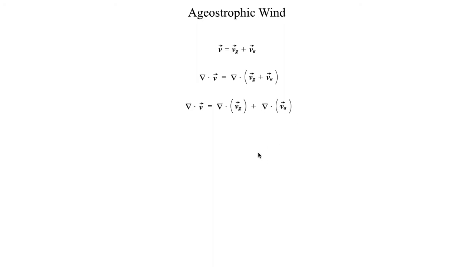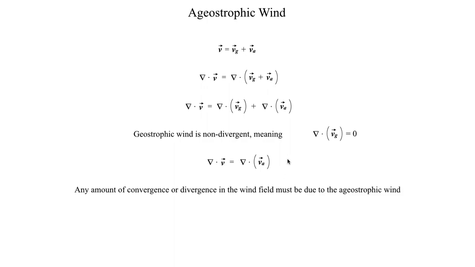And something that you may recall proving in your second homework is the fact that the geostrophic wind is non-divergent, or stated mathematically, the divergence of the geostrophic wind, del dot V sub G, is equal to 0. So if this term is equal to 0, that means we're left with something that looks like this. The divergence of the wind field is equal to the divergence of the ageostrophic component. Now what this tells us is that any divergence or convergence in the wind field must be solely due to the ageostrophic component of the wind.